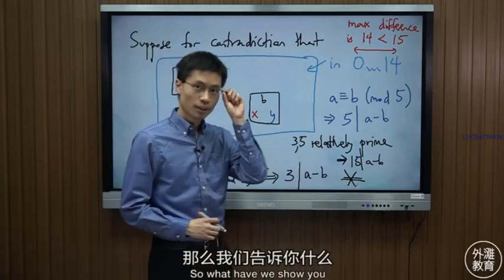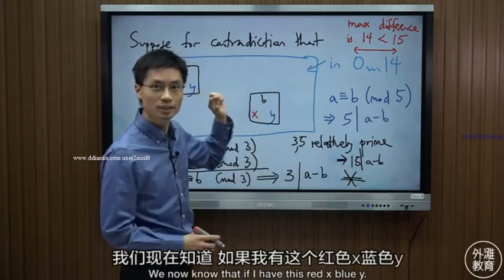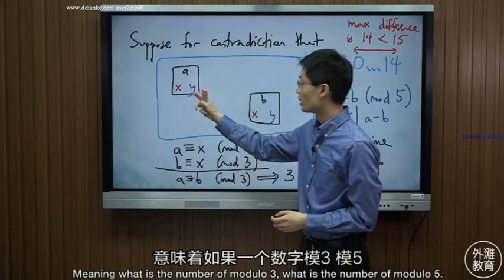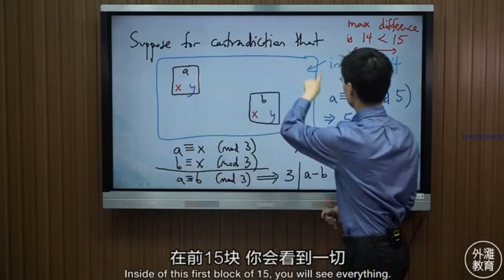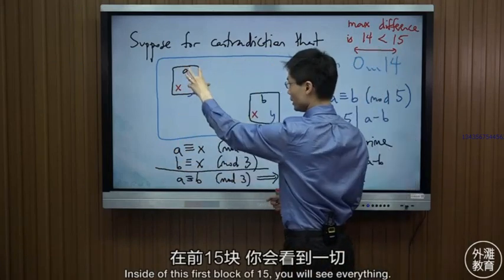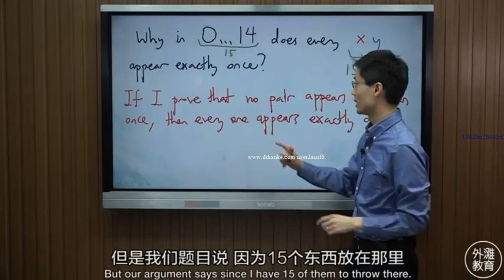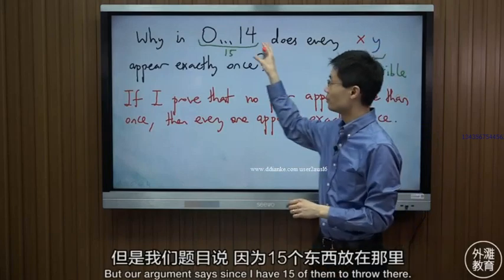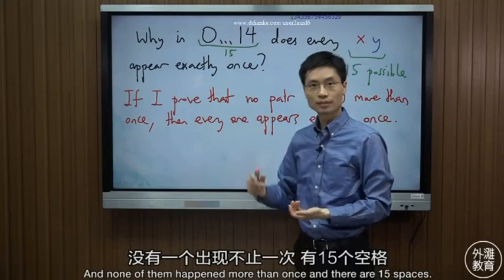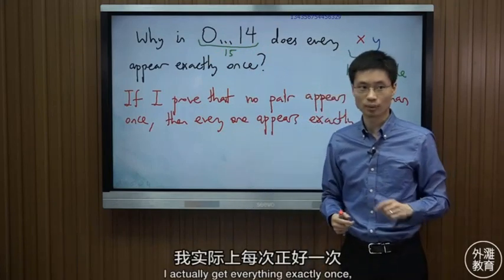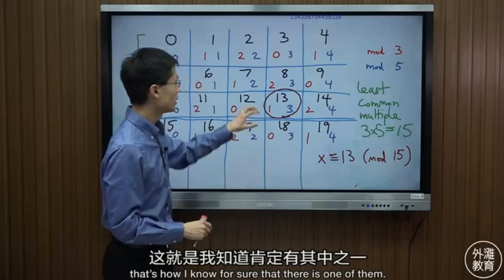So what have we shown? With this argument, we now know that if I have this red x, blue y, meaning what is the number modulo 3, what is the number modulo 5, inside this first block of 15, you will see everything at most one time. But our argument says, since I have 15 of them to throw there, and none of them happens more than once, and there are 15 spaces, I actually get everything exactly once. So that's how I know on this problem, that's how I know for sure that there is one of them.